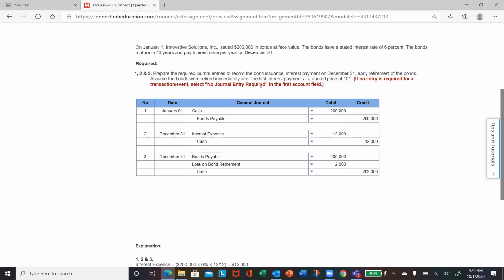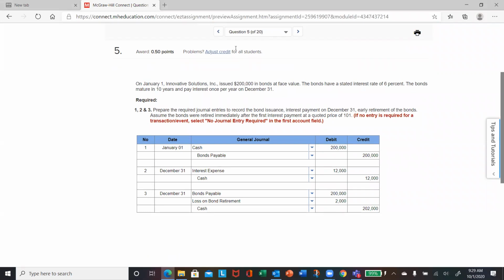Okay, check out number 5, very similar. They tell you right off the bat that they issued again January 1st, $200,000 in bonds at face value. So we already know that the stated rate and the market rate are the same. They have to give you the stated rate if they want you to calculate the interest, with the stated rate of 6%. It says the bonds mature in 10 years and pay interest again once per year. Again, they will typically tell you how often they pay the interest, whether it's once a year, sometimes it's twice a year.